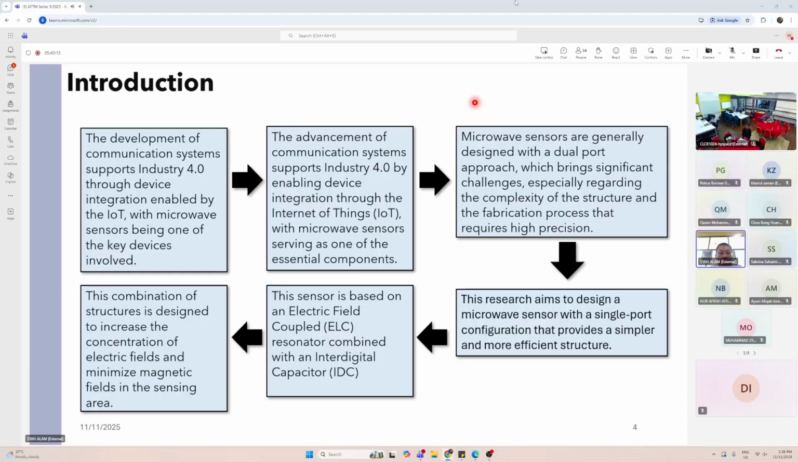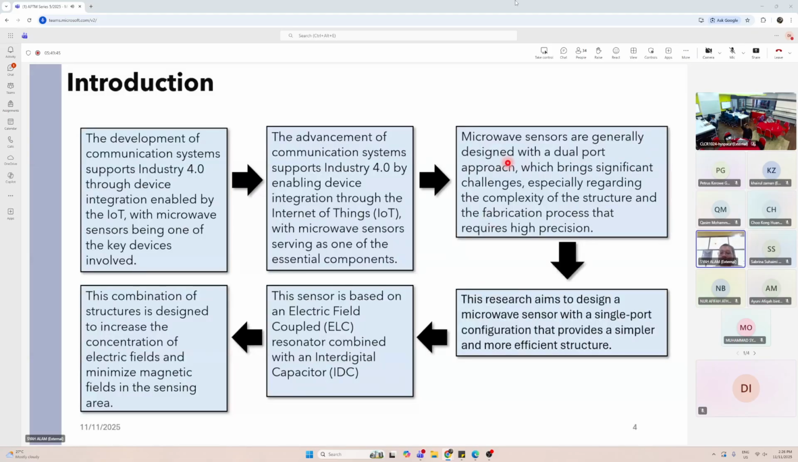Okay, this is the introduction. As we know, the development of the communication system supports Industry 4.0 through device integration enabled by IoT, with the microwave sensor being one of the key devices involved, serving as one of the essential components.